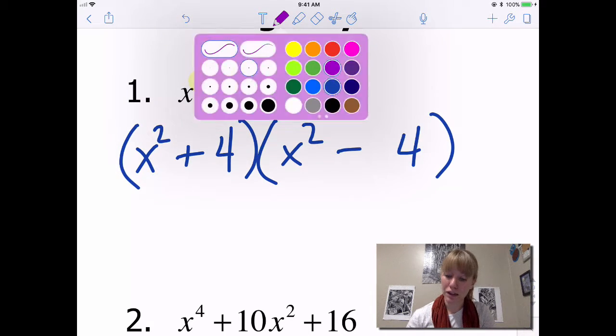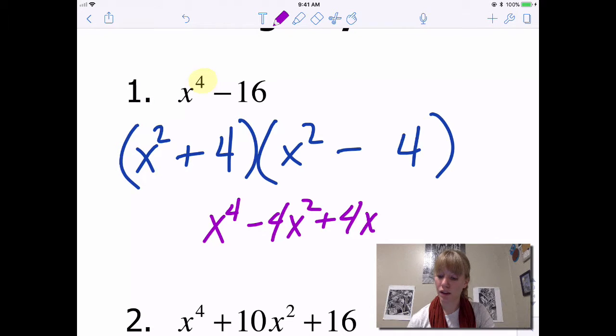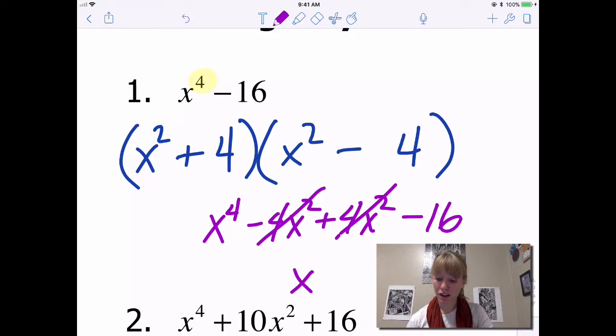If I want to double check, make sure this is good, x squared times x squared is x to the 4th. X squared times negative 4 is negative 4x squared. Positive 4 times x squared is positive 4x squared. And positive 4 times negative 4 is negative 16. My middle terms still cancel out, even though there's an x squared. So I get x to the 4th minus 16 as my final answer.